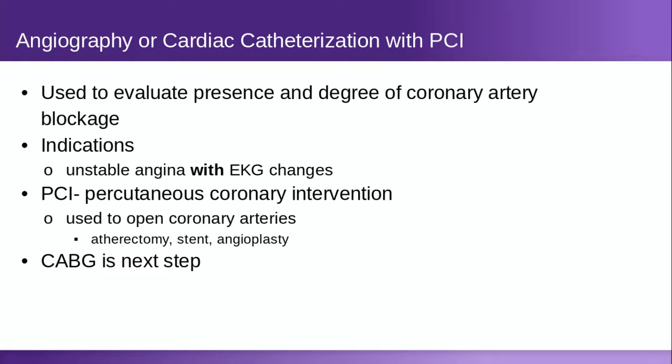So PCI stands for percutaneous coronary intervention. So they can go in there and they can either kind of roto-rooter the vessel, or they take a balloon and kind of push that plaqued area open. They put a stent in there. If you cannot do a cardiac catheterization, you have to do a CABG. So a CABG would be like an open heart surgery to open the valves, okay?